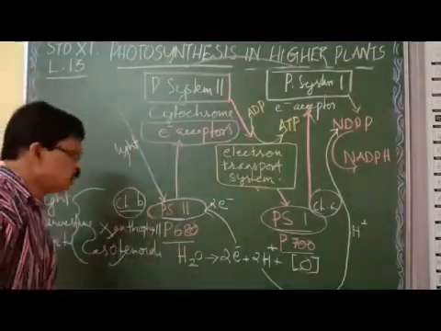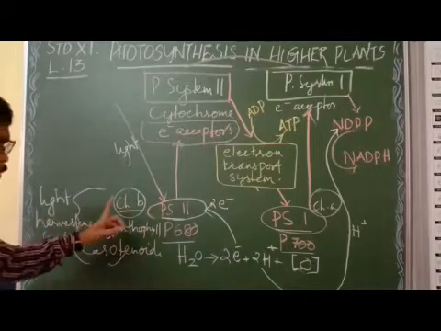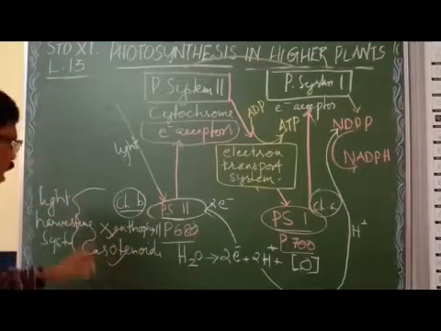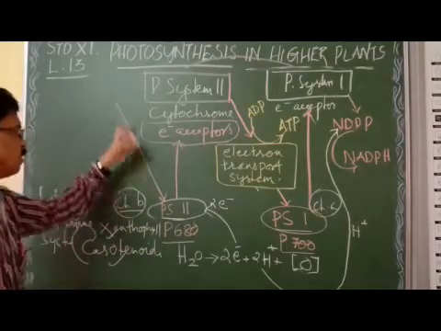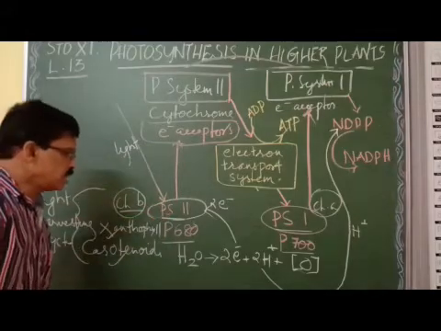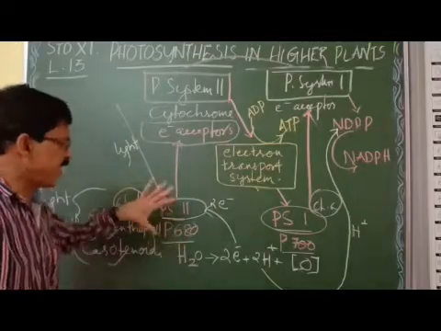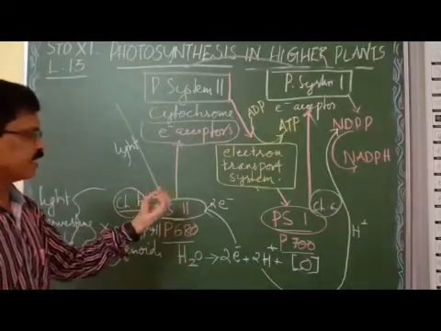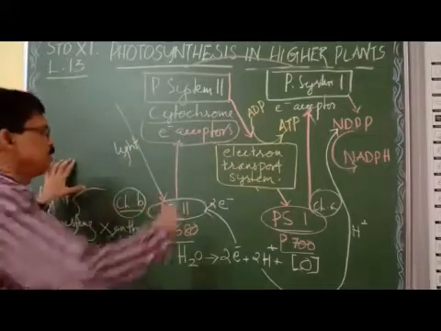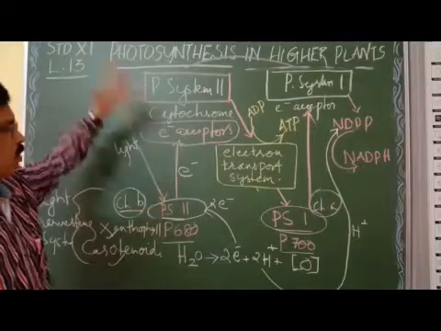So which one will be excited first? Of course, pigment system 2, which consists of chlorophyll B, xanthophyll and carotenoids together forming the light harvesting system. When the light energy falls on the system, the reaction center absorbs the 680 nanometer wavelength and gets excited. So when it is excited, high energy electrons will be emitted from it.